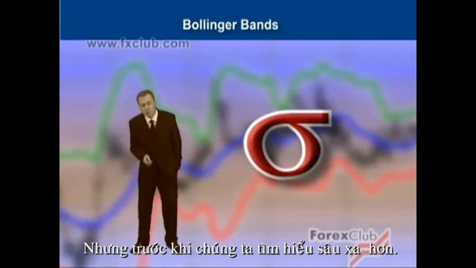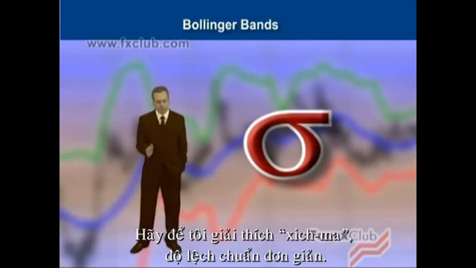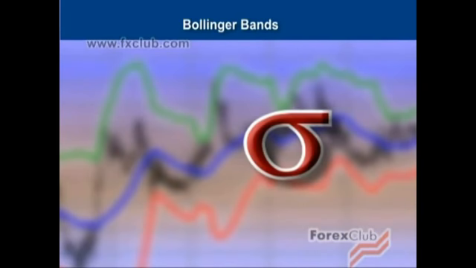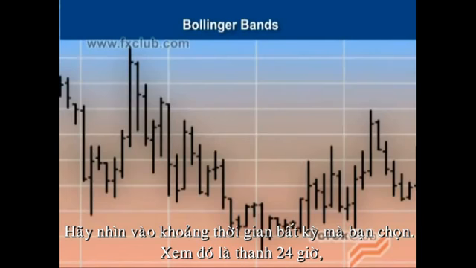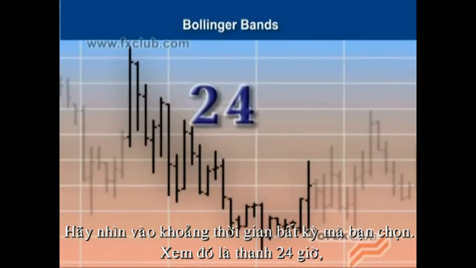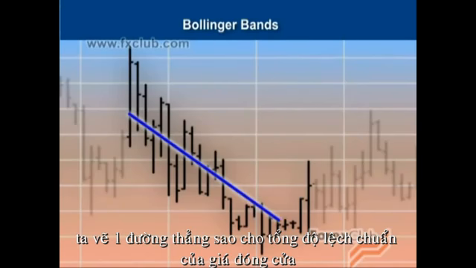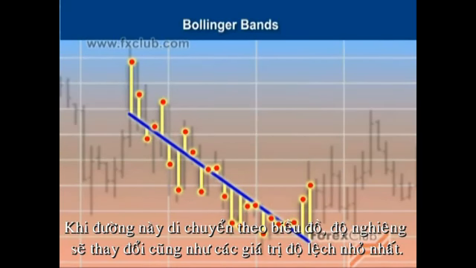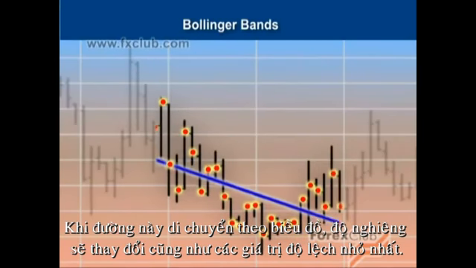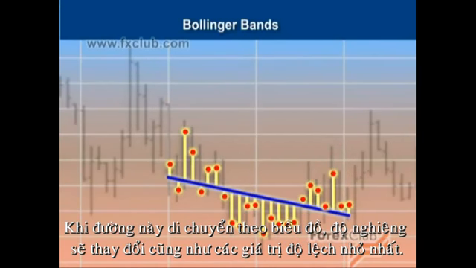But before we go any further, let me explain sigma, the symbol for standard deviation. The sigma value is a sign of the volatility of market prices. Look, for any time period that you select, let's say 24 hourly bars, we can draw a straight line in such a way that the sum of the deviations of the closing prices from this line is the minimum possible. As this line moves along the chart, its incline will change, as will the minimum sum of its deviations.